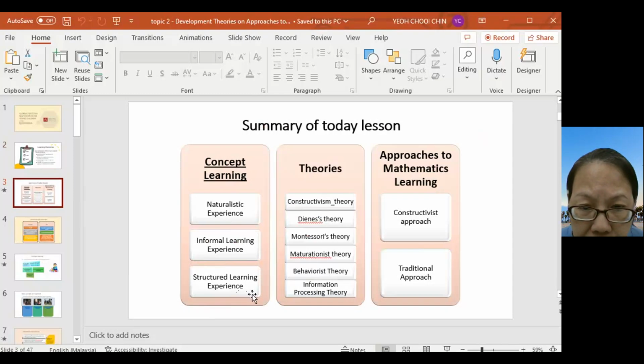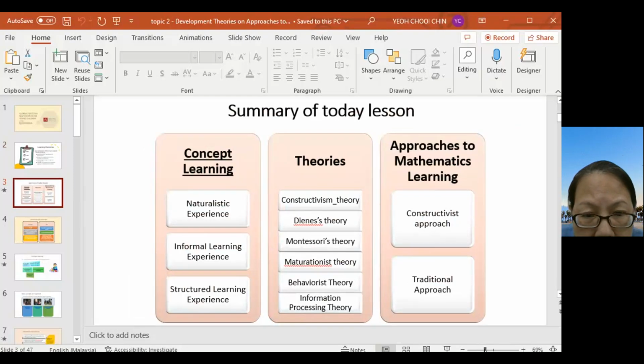The theories will be constructivism theory, Dienes's theory, Montessori's theory, behaviorist theory, and information processing theory. I will also be talking about concept learning and the approaches to mathematics learning, the constructivist approach and the traditional approach. What would be the difference?